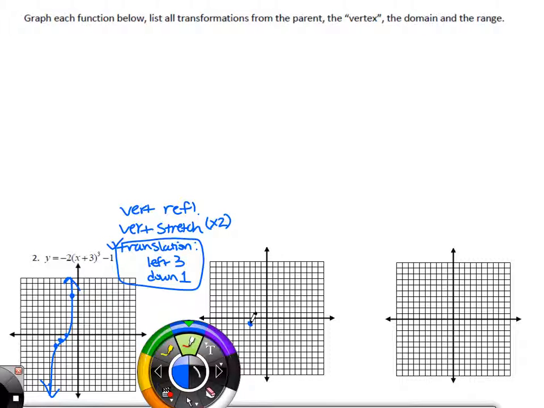But the points that were above the vertex, I now want them to be below. And the points that were below, I want them to be above. That's a vertical reflection. So you would see that by this point that was above going below. And the other point that was above going below. And then the points that were below would now look like they were above.